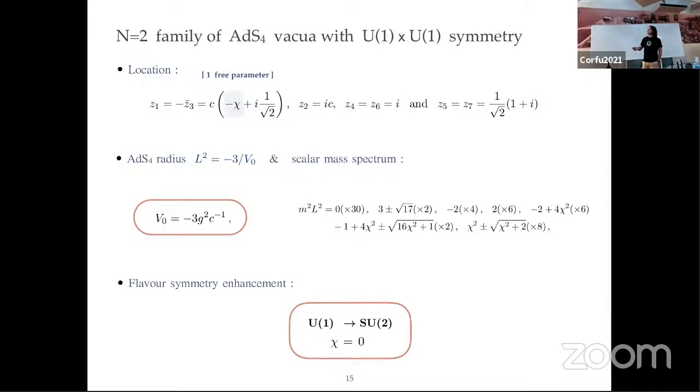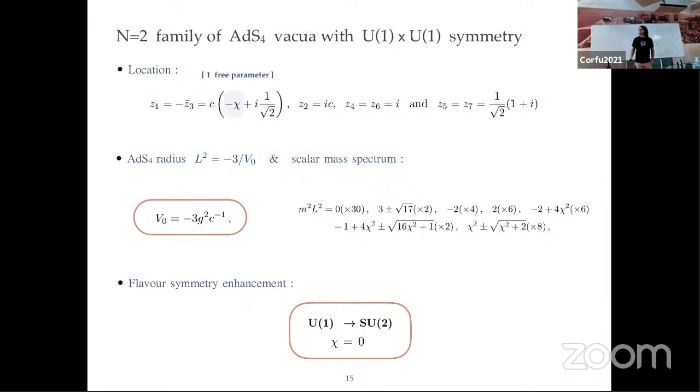You can do the same for the N=2 family, which depends on one free parameter that I call chi. It has this value of the cosmological constant. For generic values of chi, the symmetry is U(1), and when chi is equal to zero, you get the SU(2) flavor symmetry. So you see the realization of these operators breaking flavor symmetries in field theory happening as these scalar fields chi at the four-dimensional supergravity level.